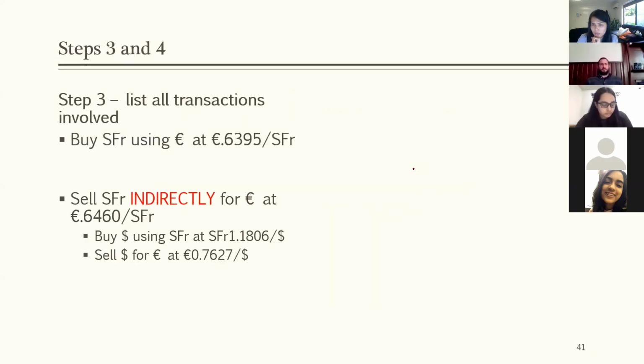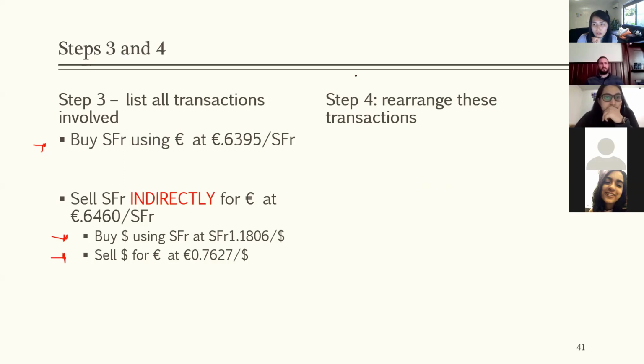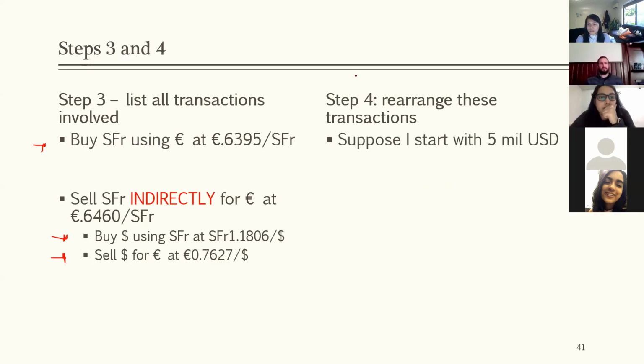So once I have identified the relevant transactions for my strategy, right? So these are all the transactions I'm going to do. The next step is I'm going to rearrange these transactions to fit with the starting point in the question. Okay. So the question asked me to start with 5 billion USD. And therefore, in my first transaction, I'm going to use the USD to acquire another currency. Okay. So in my first transaction, I'm looking for a transaction where I use the USD to acquire another currency.